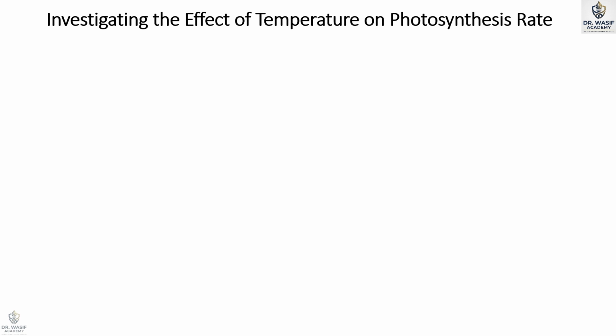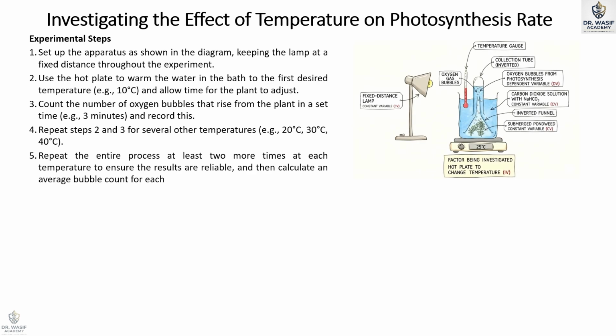Now that we understand the theory, let's walk through the actual steps you would take in the lab to collect your data. First of all, we set up our apparatus with the lamp at a fixed distance. And remember, we only want to test temperature, so the light must never move. We use a hot plate to reach our first target, say 10 degrees Celsius, which is very crucial. And you must allow time for the plant to adjust to the new temperature before you start counting.